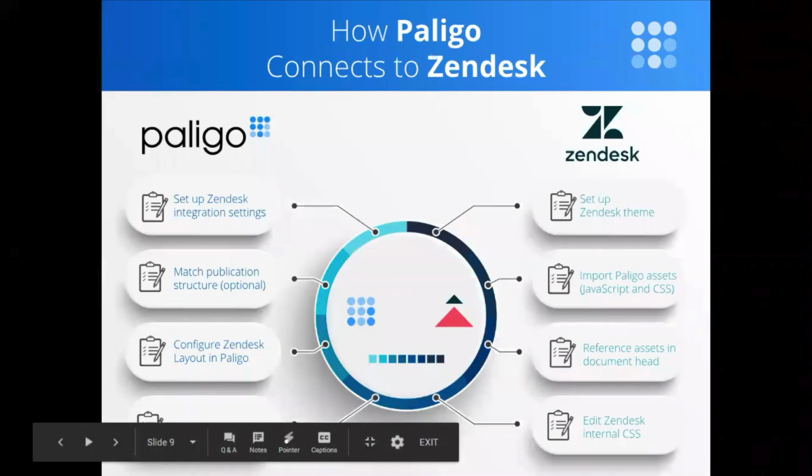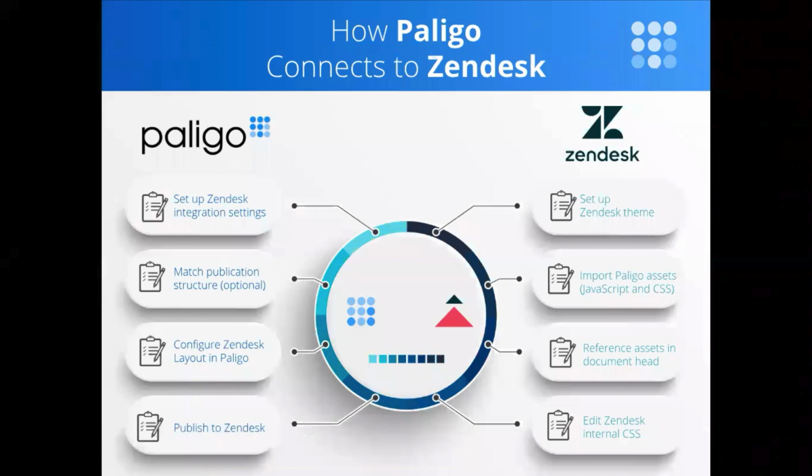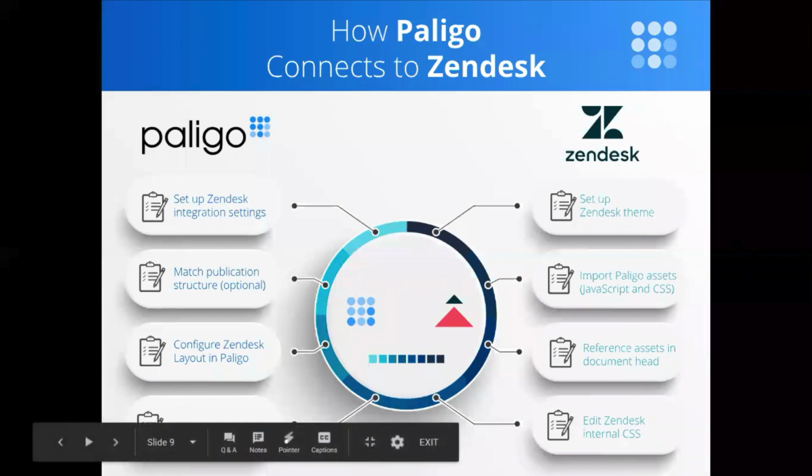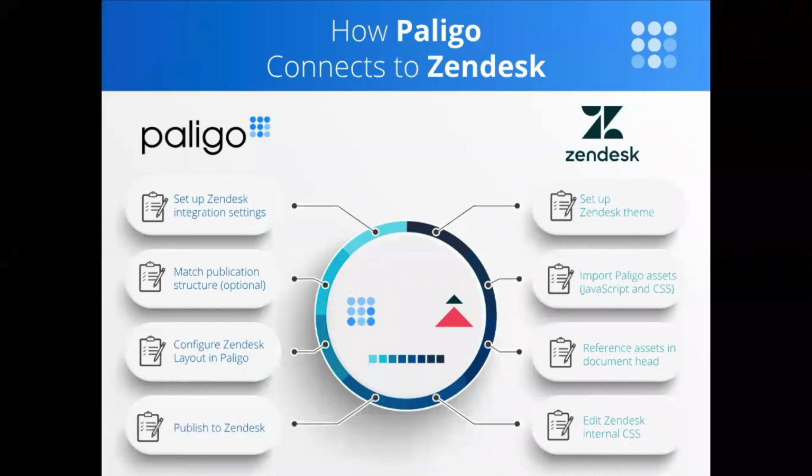And this will be our last slide for now, until we jump into Paligo and Zendesk to show you. But this is important to understand all the different parts that you need to do. It's not a lot, but to get yourself set up, let me just read them through to give us perspective, then we'll jump in. So first of all, we need to set our Zendesk integration settings and basically get the API and the login so you can connect from Paligo into Zendesk.